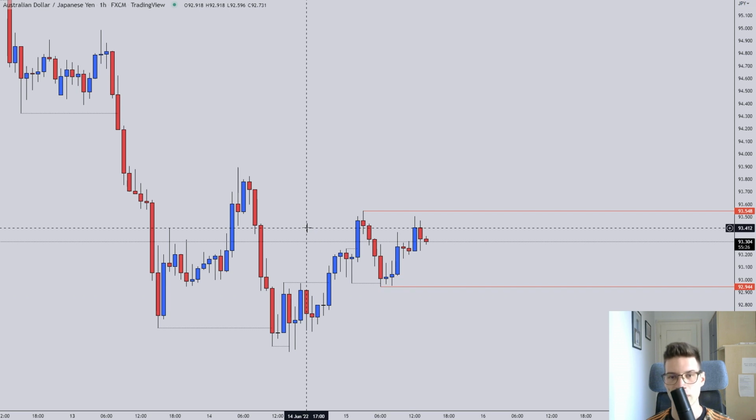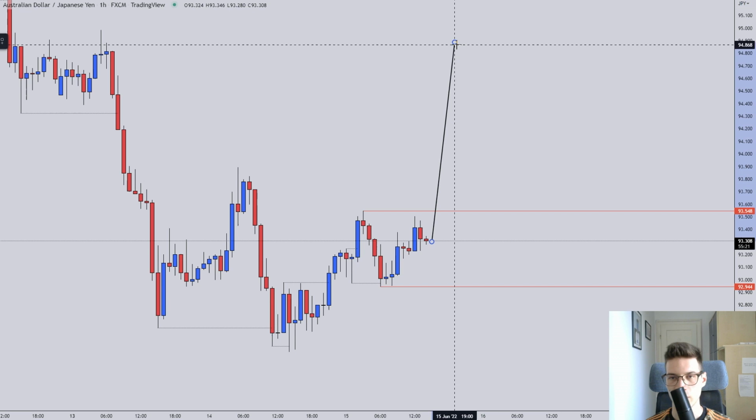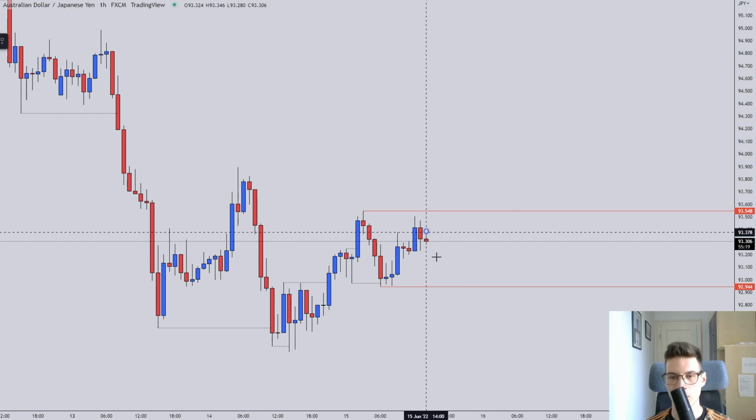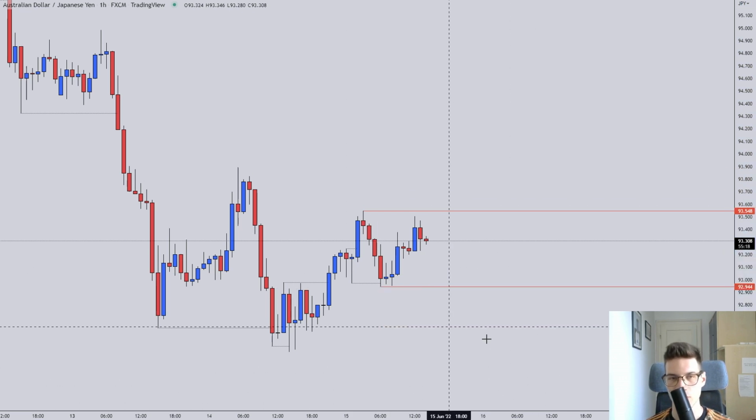I'm waiting for more on this pair. I'm being a bit more patient. I want to see it move away to the upside or to a downside, far away from this crappy structure.